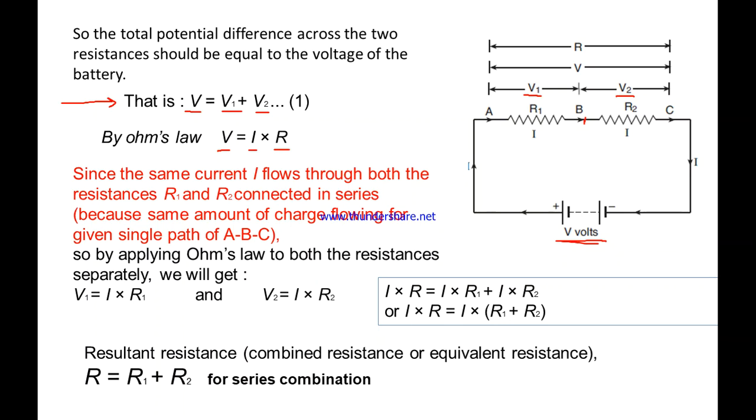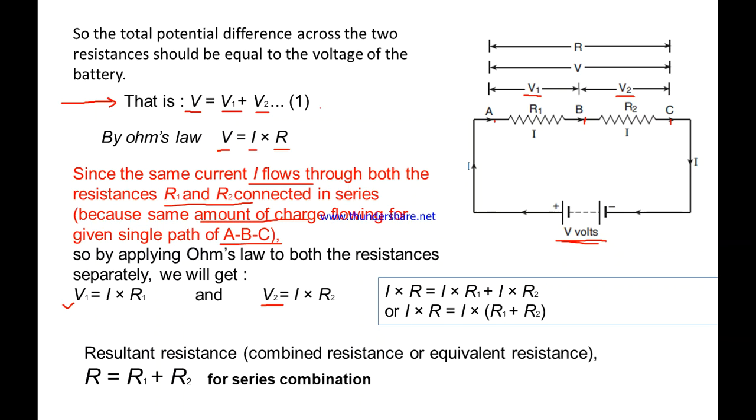Here it is also written that the current flowing through R1 and R2 in series is the same, because the same amount of charge is flowing for a given single path ABC. So for this path A, B and C, the same amount of charge is flowing for a given amount of time. That's why the current is the same in series. Now we will apply Ohm's law to calculate the potential difference for the first resistance. Let's use I into R1. Again, for the second resistance we can write I into R2. Now the current will be the same, because we know the conditions.